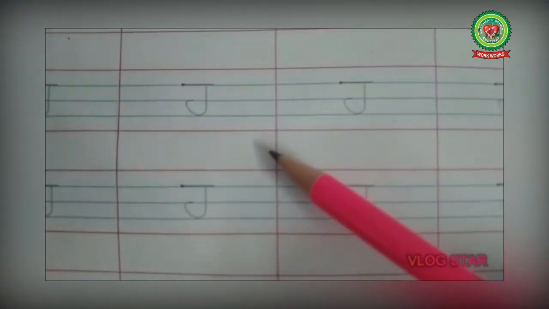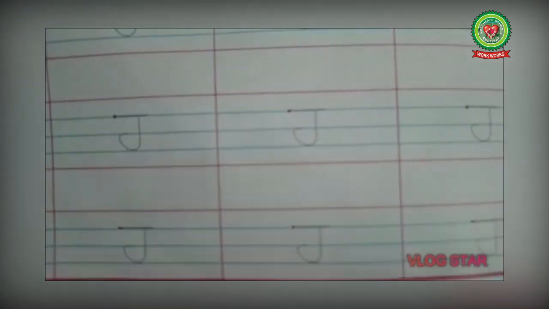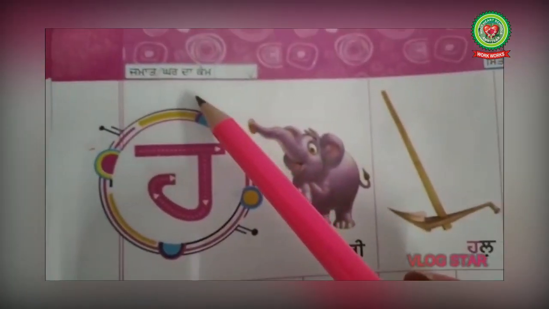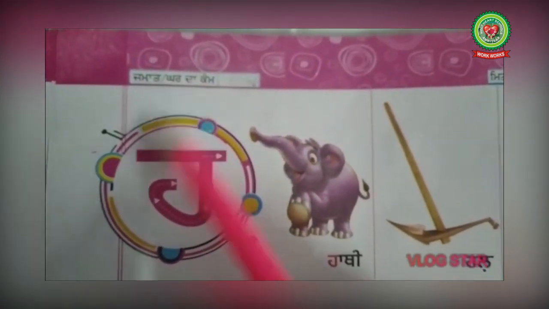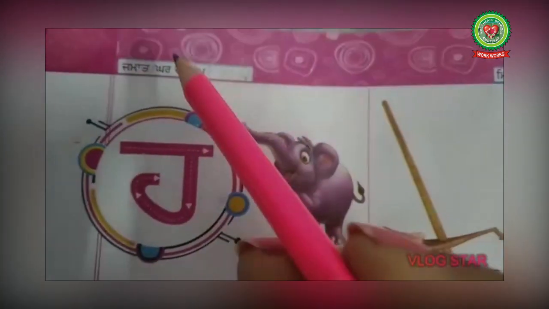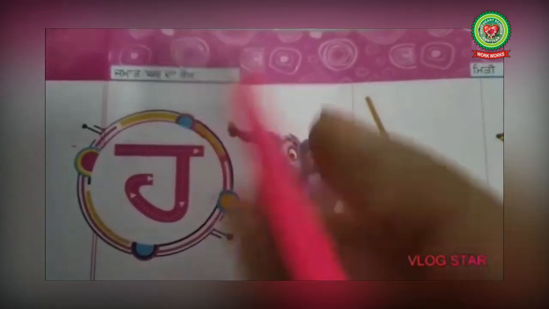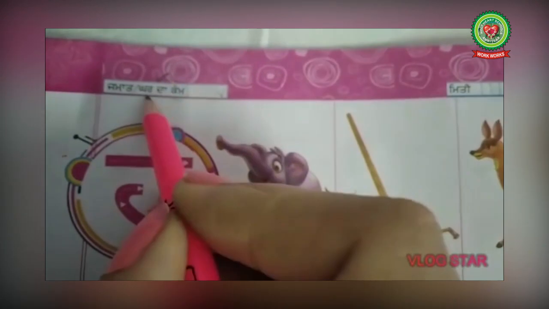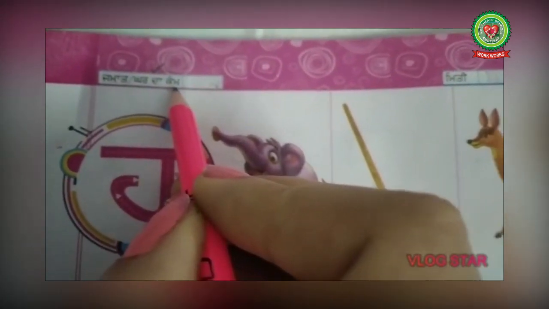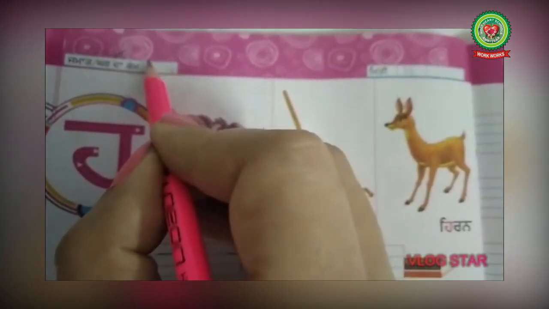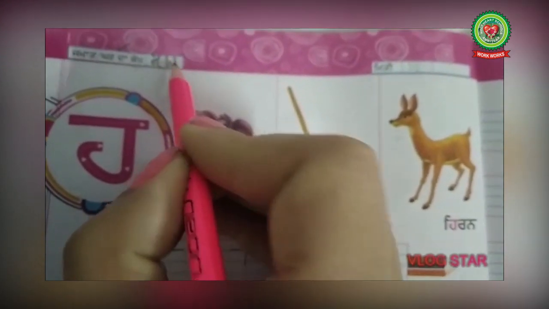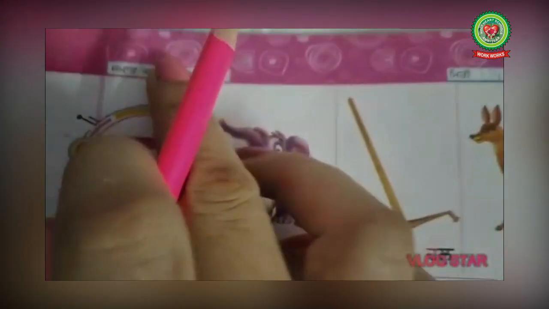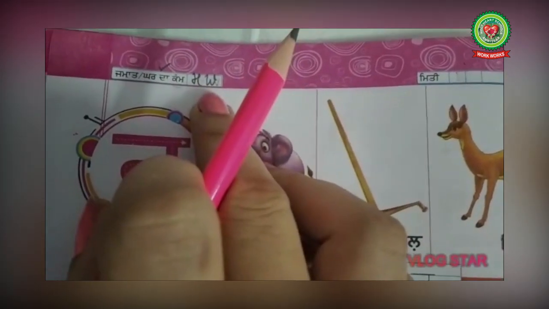Before tracing ha on this page, come to the top left corner of the page where Jamaat/Ghar da Kam is written in the box. There, choose Ghar da Kam option and mark tick over there and write H.W in this box. H means home, W means work, homework.